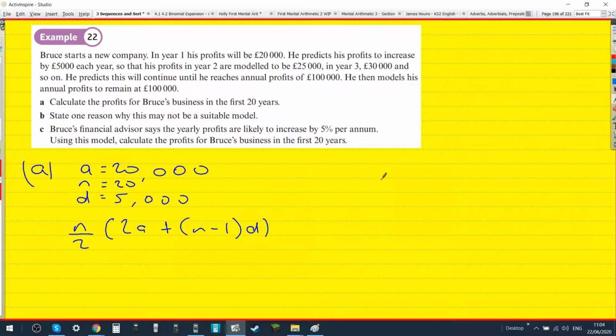Let's see. Year one, his profits are 20,000. He predicts his profits increase. Maybe a is 0? No, a is 20,000. He predicts this will continue until he reaches profits of 100,000. He then uses his annual profits to remain at 100,000. Oh, that's weird. So how many years until he makes 100,000?